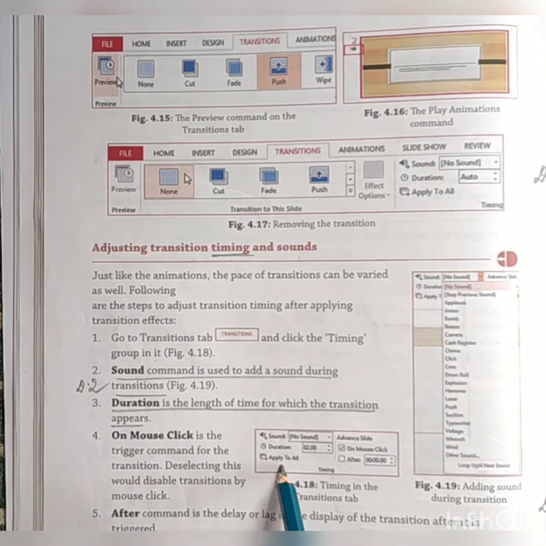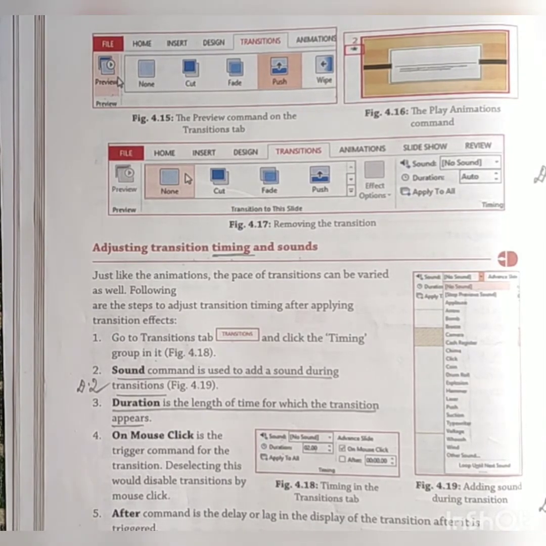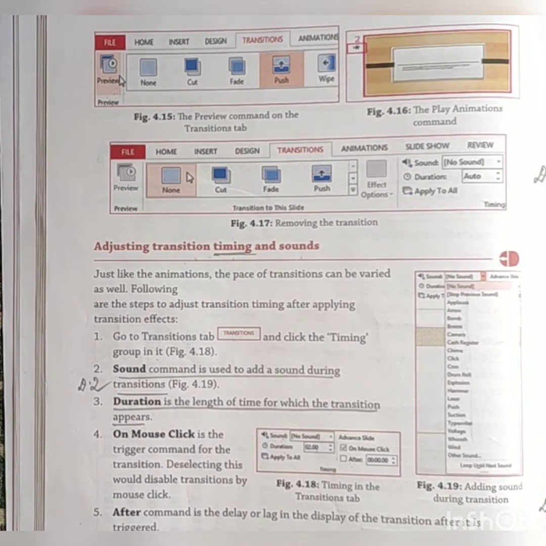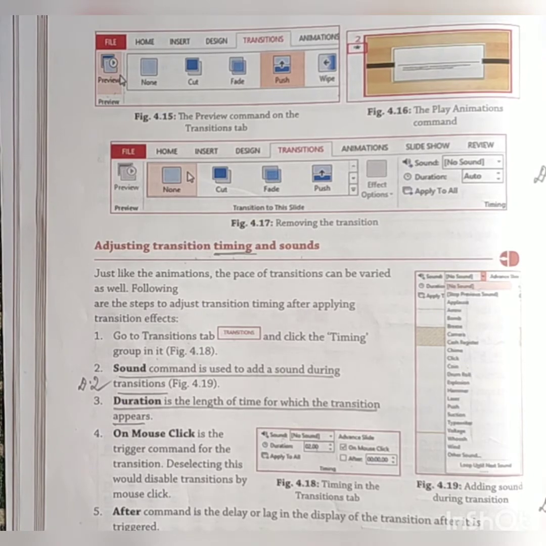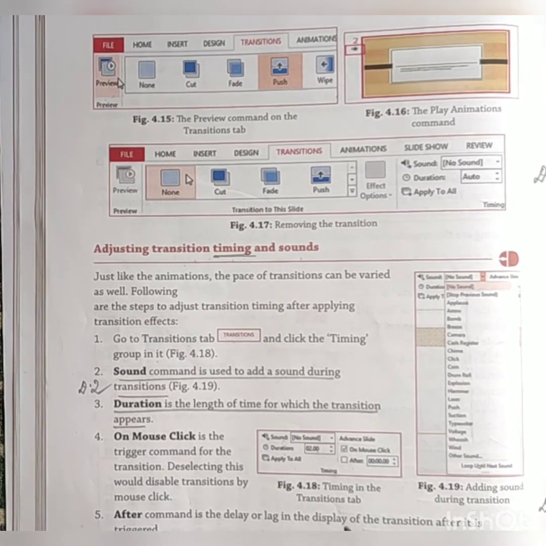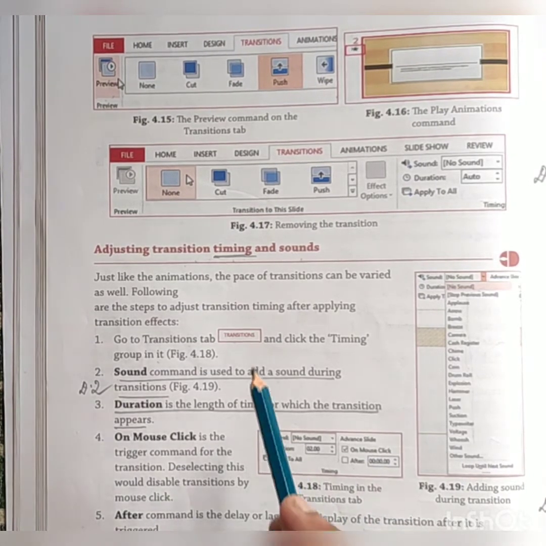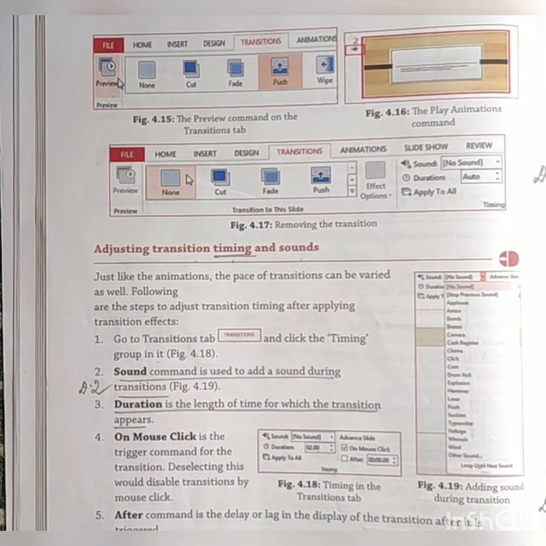Now this particular thing you can apply to a single slide, or you can apply to all slides. That's why it is written apply to all. So you can apply different sounds to each slide, or you can apply the same sound to all slides. This way you can select the transition timing and sounds.